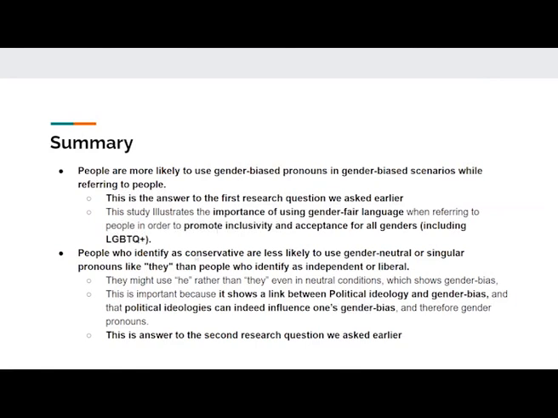The second is that people who identify as conservatives are less likely to use gender-neutral or singular pronouns like they than those who identify as either independent or liberal in terms of their political affiliation. This is important because it proves that there is indeed a link between political ideology and gender bias, and that political ideologies can indeed influence one's gender bias and therefore gender pronouns.